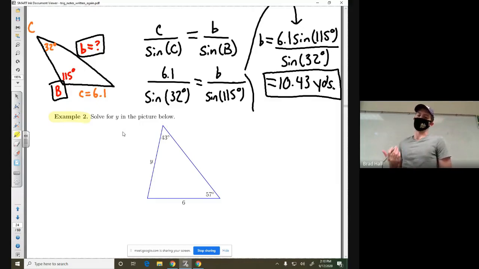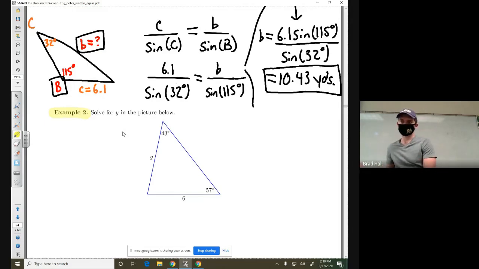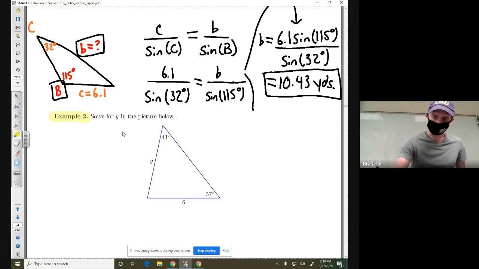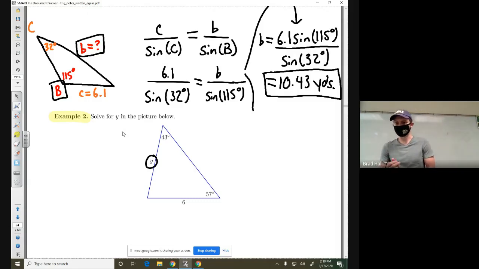We're going to solve for y in the picture, and I'm going to just continue this problem and we're going to solve the triangle. Remember, solve the triangle means determine all the angles and all the sides. So we're just going to take it one step further as well. Let's start off by solving for y, though. So if we solve for y, y is right here. So we're going to use the law of sines.